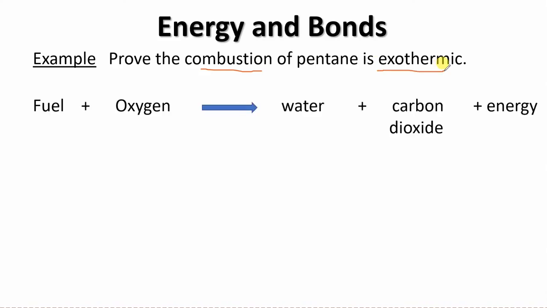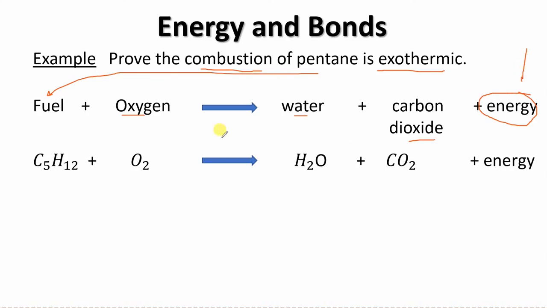So first thing we're going to need to do is remember that our combustion equation is a fuel, which is going to be our hydrocarbon. It's going to be our pentane. We add that to oxygen gas. In the presence of oxygen gas, we're going to make water, carbon dioxide, and we're going to numerically figure out what the energy term is. It should be on this side.